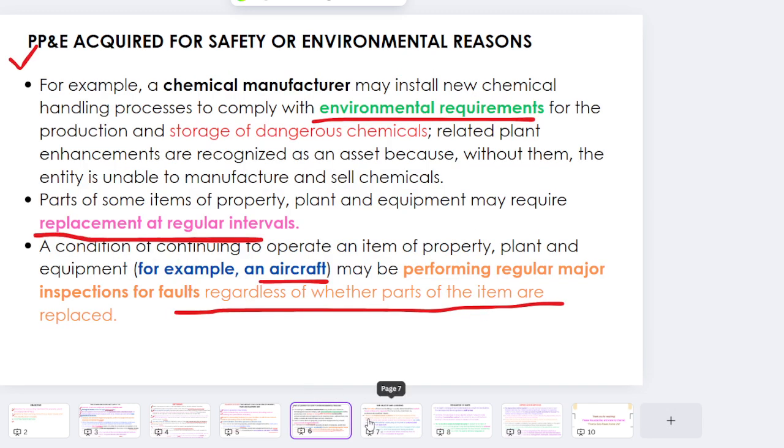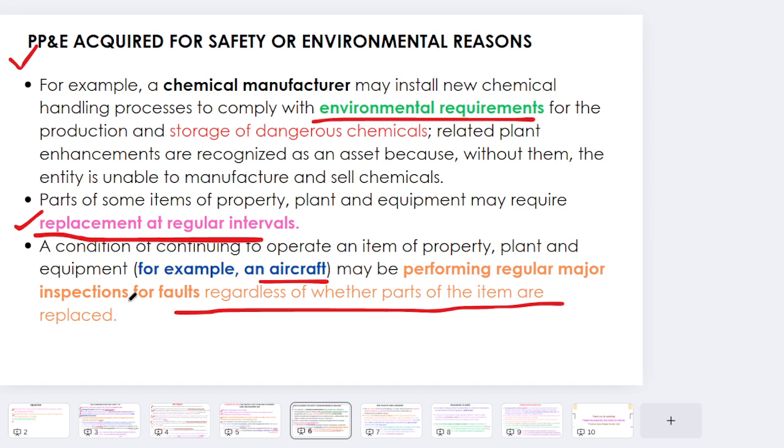Okay. Now let's discuss property, plant and equipment acquired for safety and environmental reasons, friends. The government also requires that, for example, if a chemical manufacturer installs new chemical handling processes to comply with environmental requirements, including the storage of dangerous chemicals, the company needs to follow and comply with the regulatory part too. At the same time, for example, if your machine requires more maintenance cost, then in that case we try to replace it. Then too we have to find the book value of the machine and then replace it. That means you would sell it and try to buy the next one. That is part of the replacement decision, and this will basically be captured in the capital budgeting decision in the financial management area.